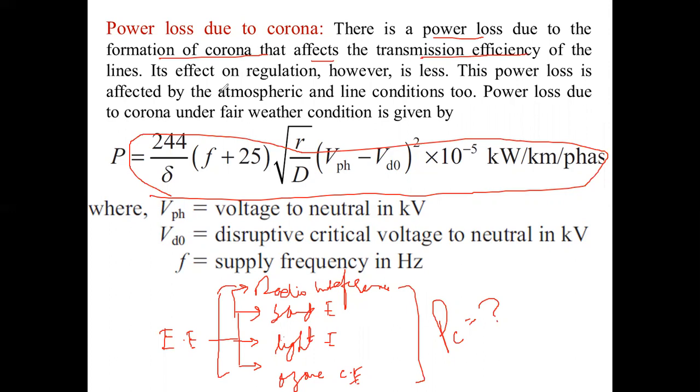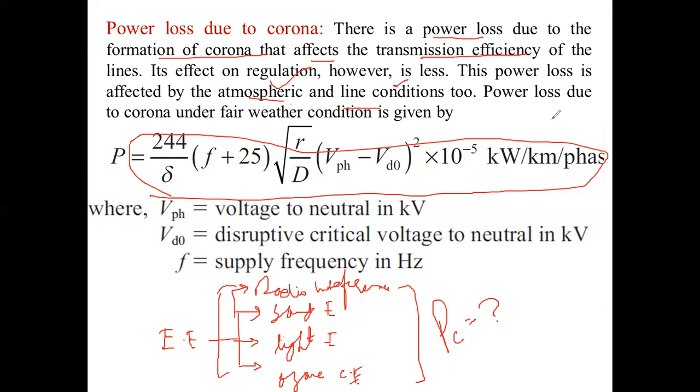This power loss is affected by the atmospheric and line conditions too, like stormy conditions or snow. In foul weather conditions, the chances of corona and power loss are high as compared to fair weather conditions. The line conditions mean the surface and the spacing between the conductors, etc.